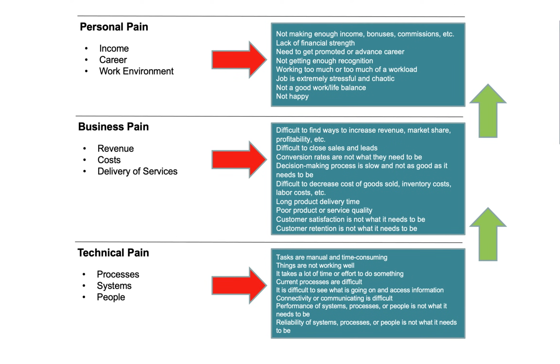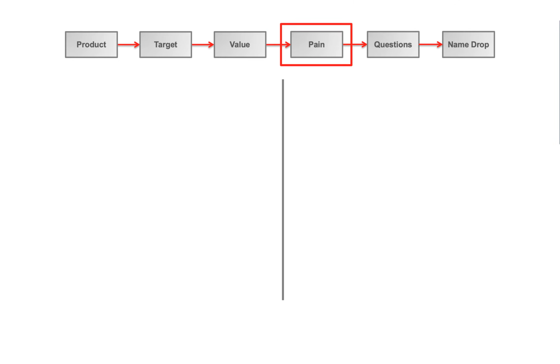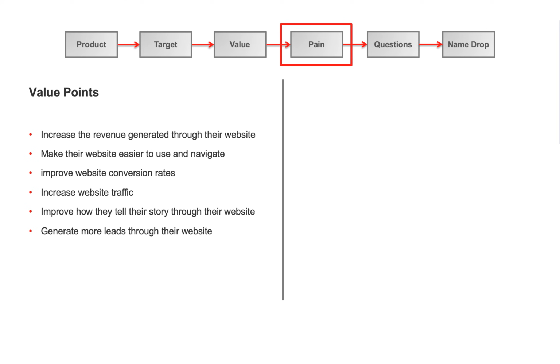There's technical pain, business pain, personal pain. Here's a trick. If you are really successful at creating a good list of benefits and value points, you can use that list to help you build your list of pain points, because for every benefit, there is an opposite, inversely correlated pain point that you help make go away.